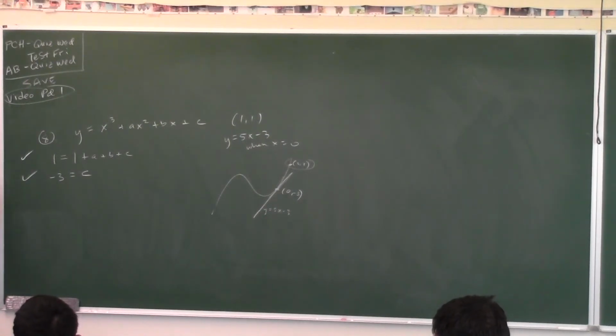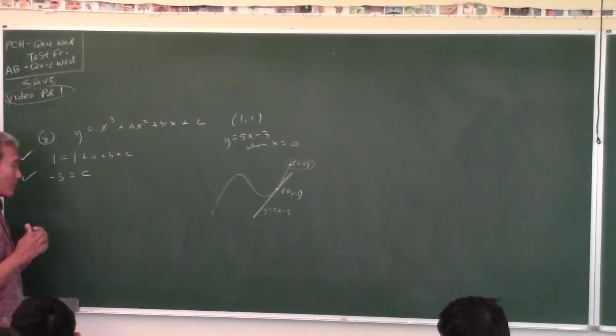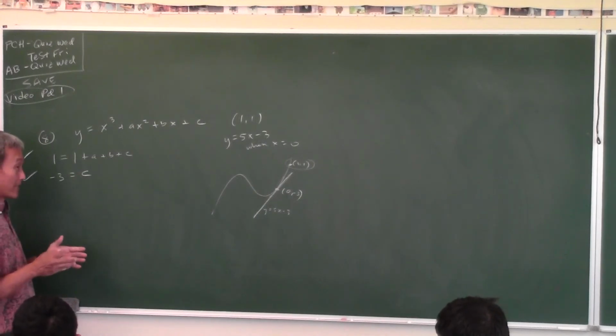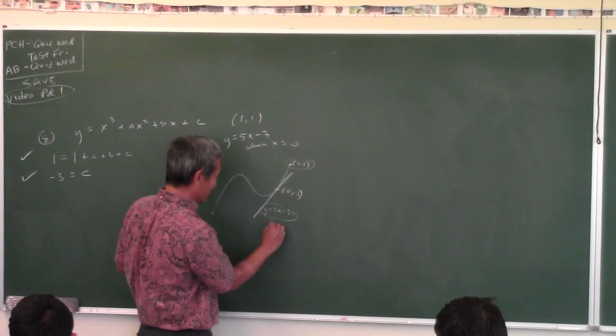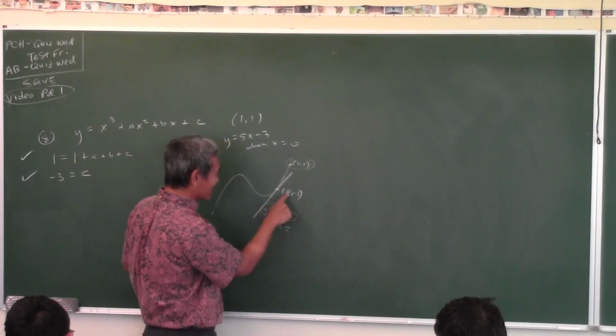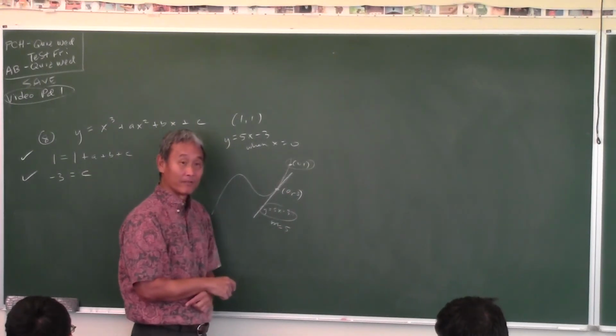Okay, finally, I need one more equation. Mr. Park, well, it must have something to do with the derivative, since that's what we're studying. Now, doesn't the derivative tell you the slope of the tangent line? Well, here's the tangent line. What's the slope of this line? 5. So when x is 0, the slope has got to be 5.